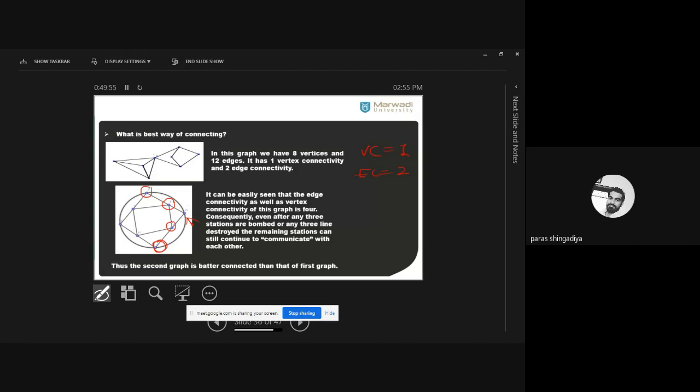So you can see that there is a ring shape in Gandhinagar city. Clear? One ring shape, which means a ring road. That is one ring road here, and these are the places inside this ring road. Now you can see that if any one road is in problem, destroyed, still it is communicating, still it is connected by another road.